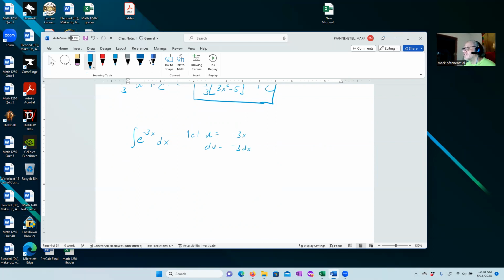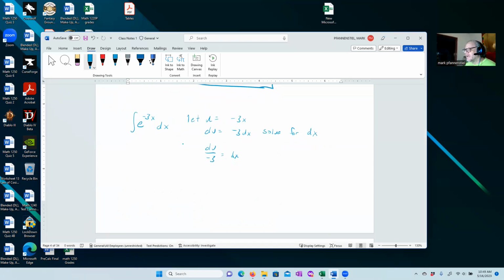Again, we're going to solve for dx here. So what are we going to have? We're going to have du over negative 3 equals dx. So when I go back down here to do my integration, we're going to have the integral of e to the, that's an integral sign, I'm sorry about that. E to the, we said u was the problematic part, so it's e to the u. And my dx, that's going to be du over negative 3. There's a times in between here.